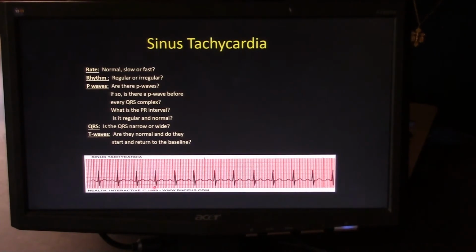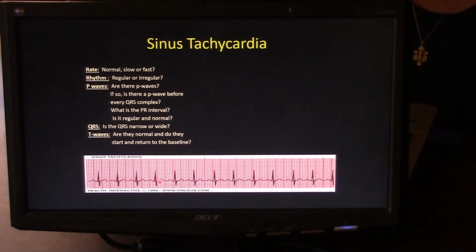What is the PR interval? I would say 1, 2, 3. I don't have my glasses on right now, so I'm estimating as we're speaking. So I would say that is normal. Is the QRS complex narrow or wide? It is very narrow.